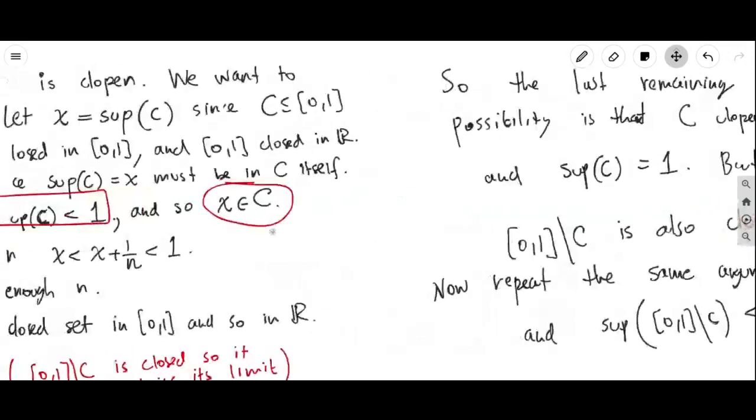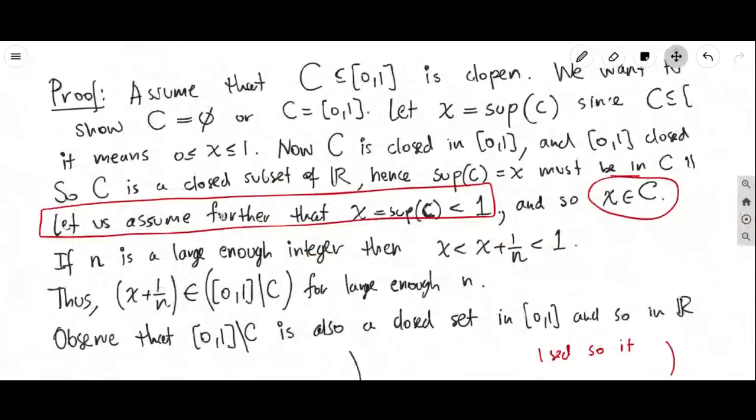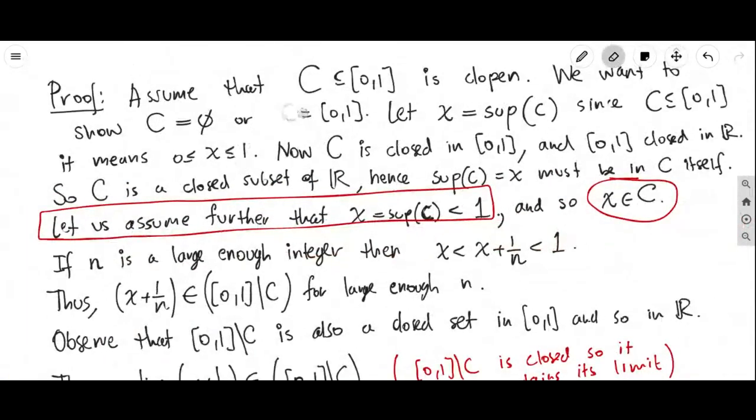So the only possibility is when you reach this, is that, so we want to only show that these are the two possibilities. So why are these the only two possibilities? Well, the supremum cannot be smaller than one. So that rules out the empty set. Well, I mean, we're assuming we do not have the empty set to start with, because we're picking something in C.